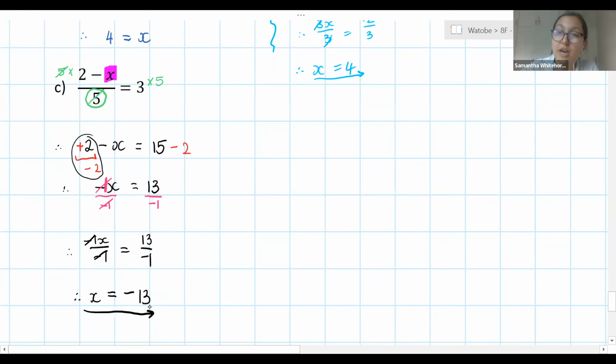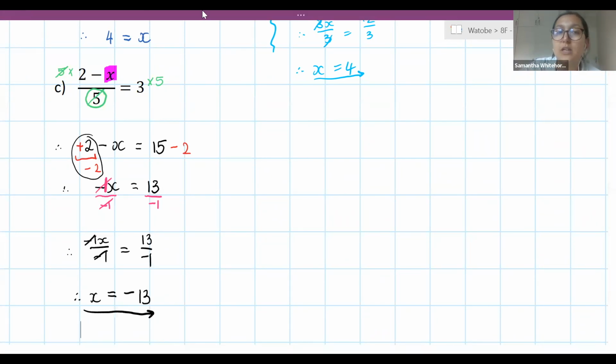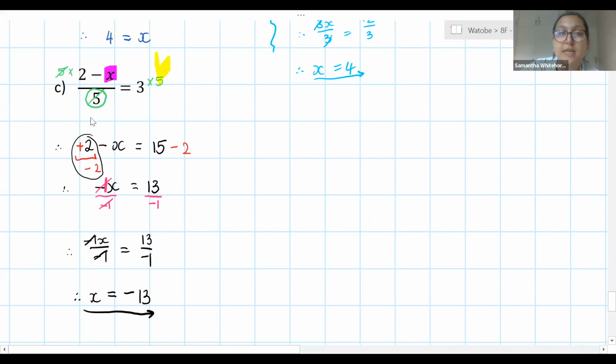Okay, so when we've got fractions, what we want to try and do as our very first step is get rid of that denominator, because the second I don't have a fraction, life becomes so much easier in order to solve that equation.